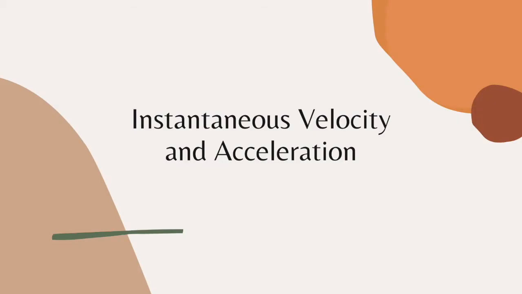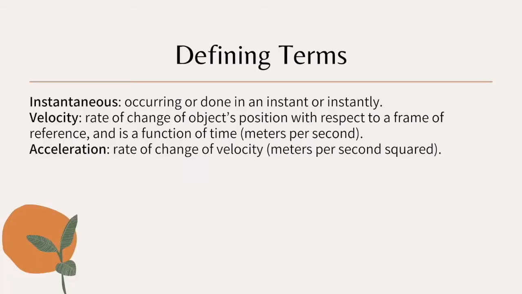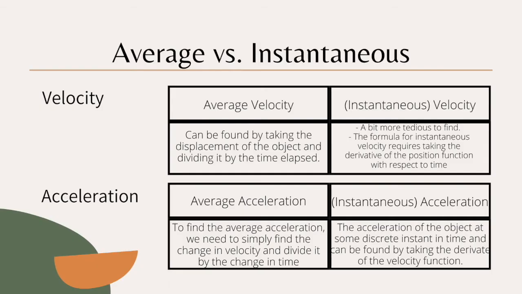Instantaneous velocity and acceleration. First, let's define the following terms. Instantaneous means occurring or done in an instant or instantly. Velocity means rate of change of an object's position with respect to a frame of reference and is a function of time. Lastly, acceleration means the rate of change of velocity. Be careful not to confuse average and instantaneous velocity and acceleration.